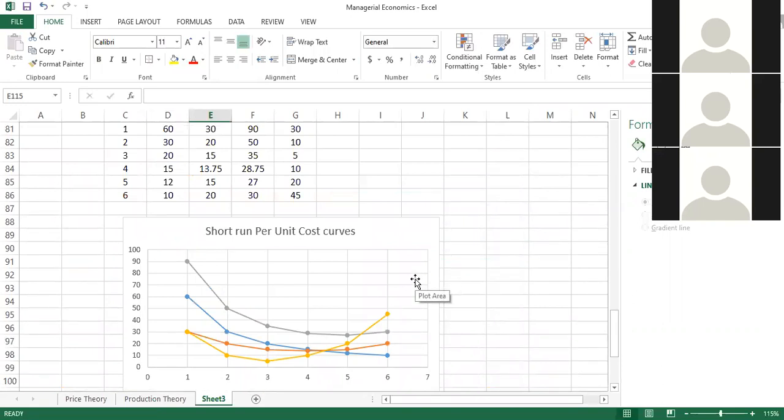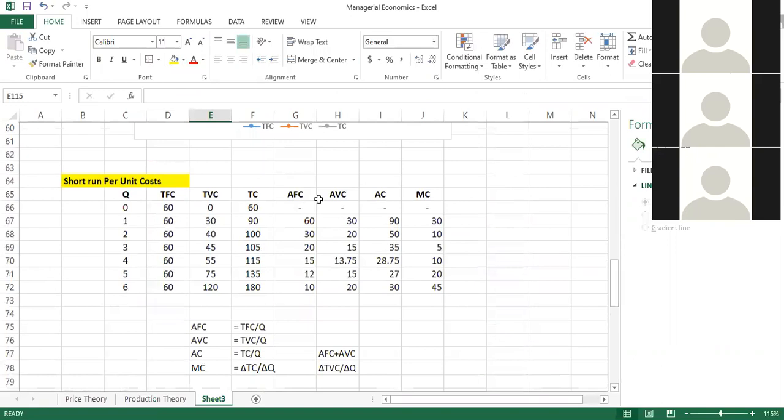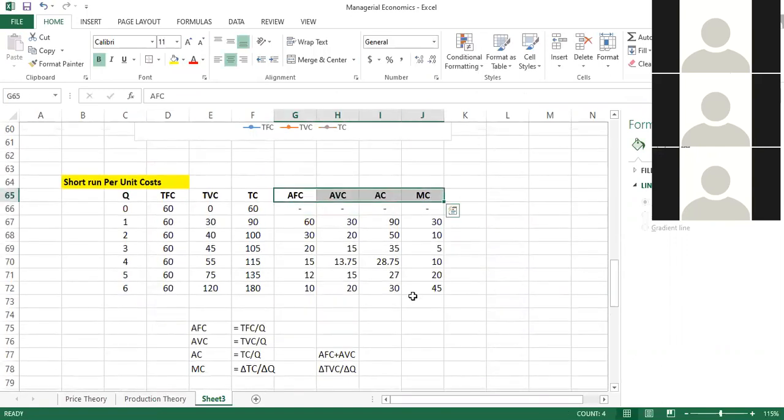Okay. That means this per unit cost curve is completely based on what? That's an important point. All these per unit cost curves are completely based on these total curves. That means if the company's total cost increases, what will happen? This per unit cost curve will shift upward. If the company's total variable cost increases, the average variable cost curve will shift upward.